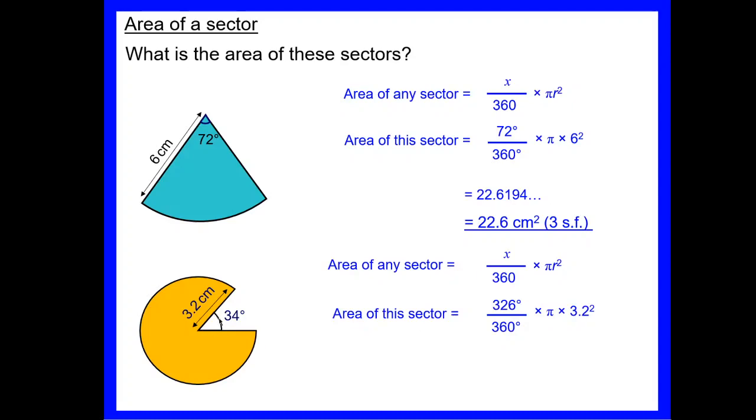So sometimes they give you the bit you don't want. Take it from 360 to find the bit you do. Our radius, we're still told here, is 3.2. So we've got 326 degrees out of 360 times pi times 3.2 squared. So pi times the radius squared. Pop that in our calculator. We get 29.1316, etc. And again, rounding to 3 significant figures, 29.1 centimetres squared. Make sure you've copied down those examples before you move on to have a go yourselves.